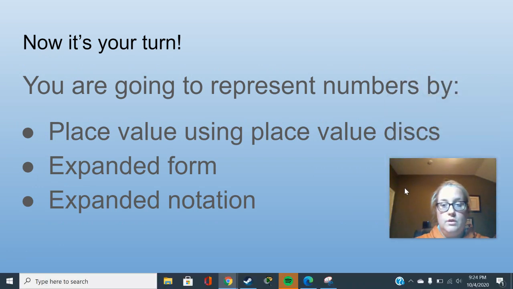Now it's going to be your turn. So in a minute, you're going to get a paper. Actually, it'll be a couple of pieces of paper. And you are going to do the same exact thing. You're going to put numbers in a place value chart. You're going to use the place value discs and draw the model. You're going to write the number in expanded form. You're also going to write the number in expanded notation. So let's look at what I'm expecting you to do.